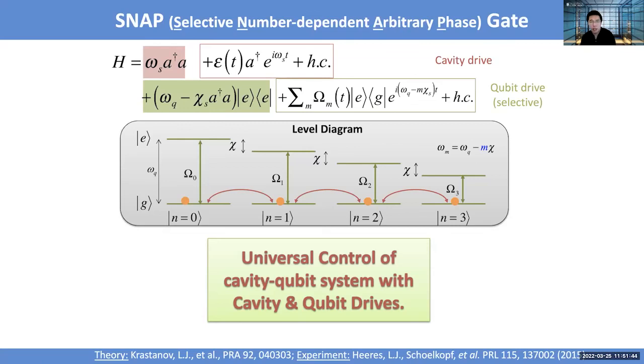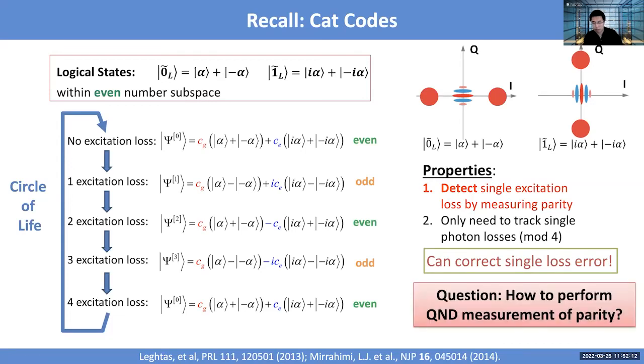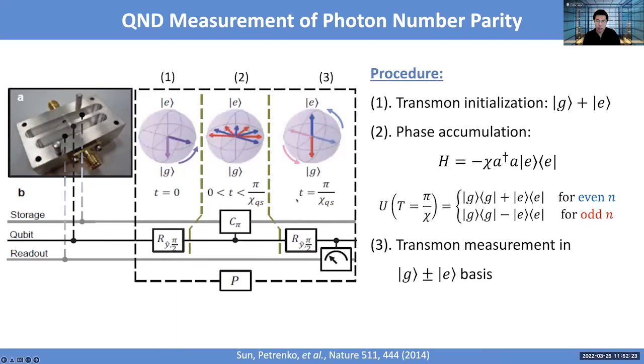Okay, so now how can we use these controls for our purpose in terms of quantum error correction? So here is a design where you can have a cat code. Again, we talked earlier about the superposition of alpha, minus alpha, and i alpha, minus i alpha. So these are even photons, and you can monitor the parity to know whether or not there's a photon loss. Now the question is, how do we monitor the parity? Well, the answer is you can use a two-level system to help you perform a quantum non-demolition measurement of the cavity. So here is the idea.